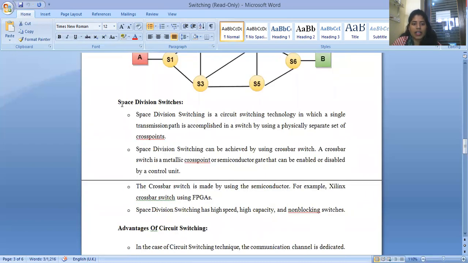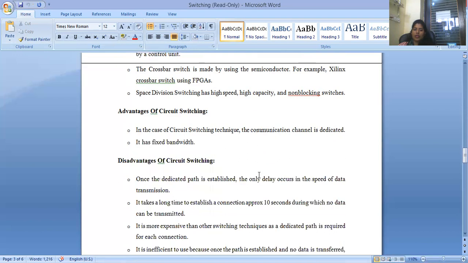Second is the space division switch. Space division switching is a switching technology in which a single transmission path is accomplished in a switch by using physically separate sets of crosspoints. Space division switching can be achieved by using a crossbar switch. A crossbar switch is a metallic crosspoint or semiconductor gate that can be enabled and disabled by a control unit.